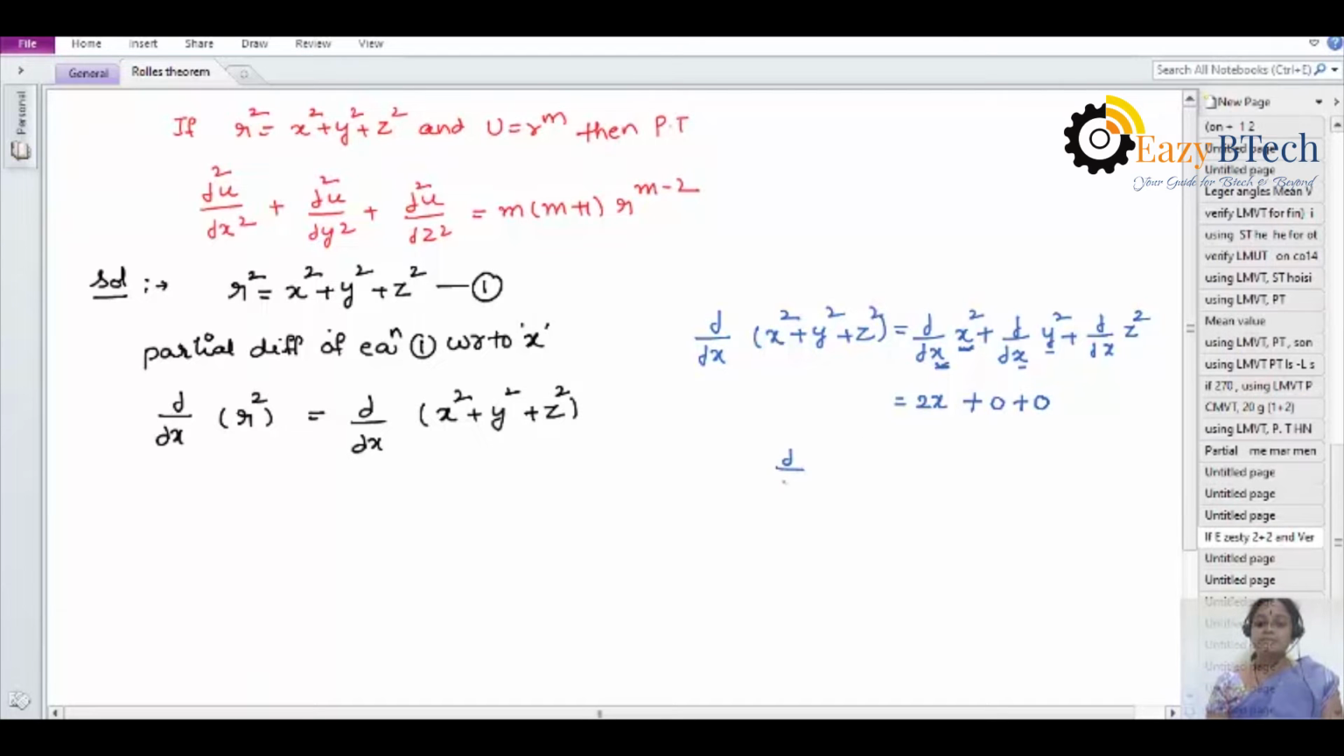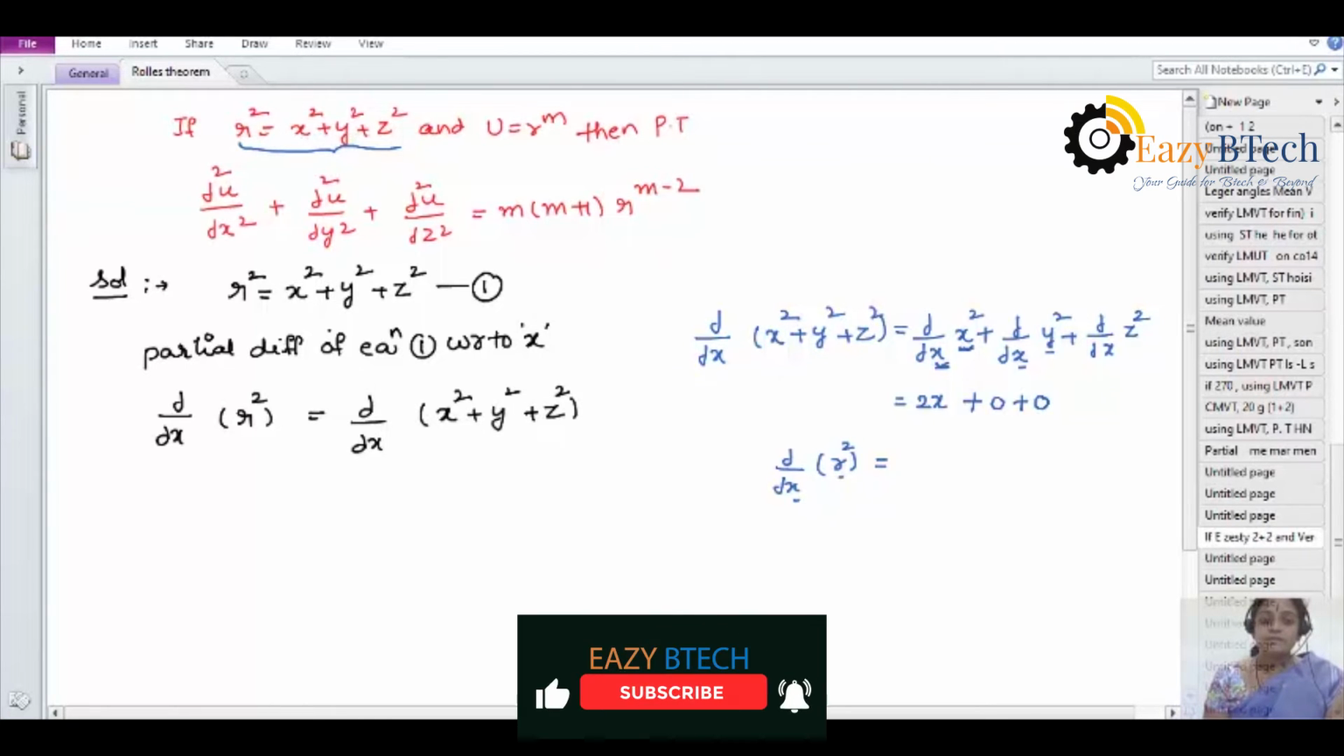And coming to the LHS part, the LHS is nothing but r square. By the same logic, partial differentiation with respect to x of r square, you might think there is no x, so the value is 0. But no, students, this partial derivative is not equal to 0. Why? Because it was given in this question that r square is equal to x square plus y square plus z square. What is the meaning of this? r consists of the x variable, y variable and z variable.